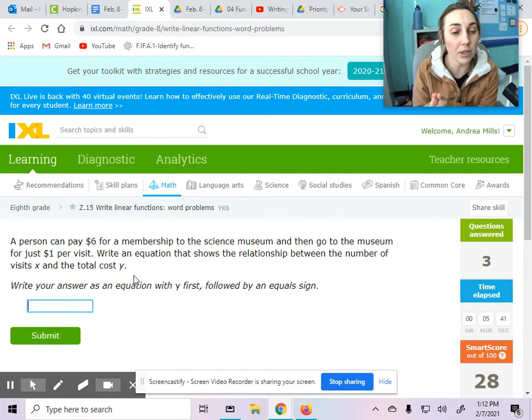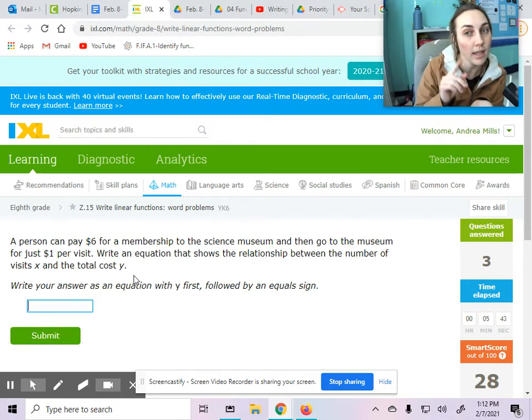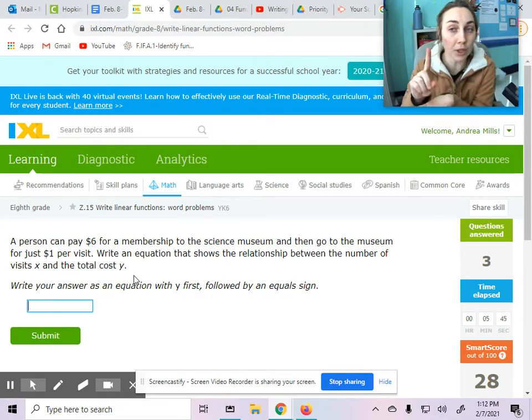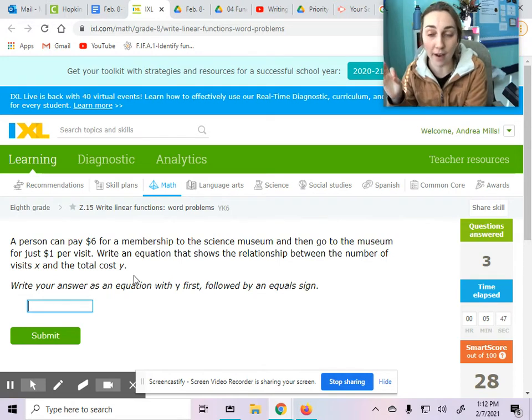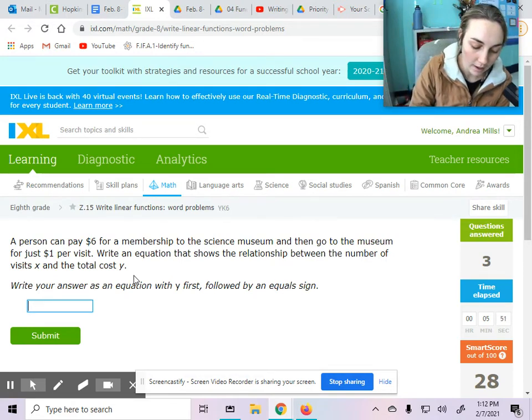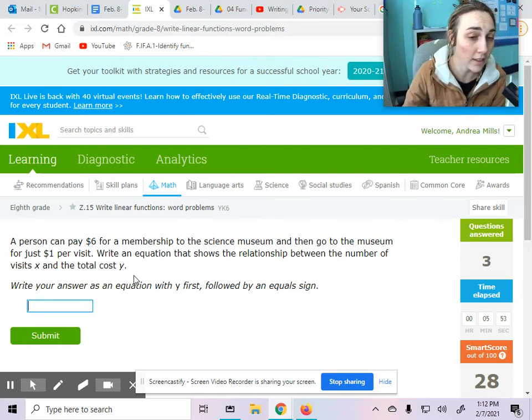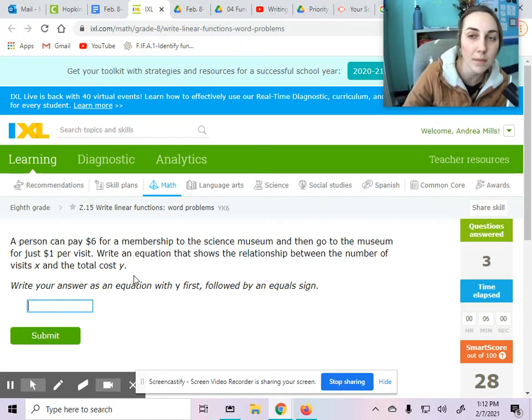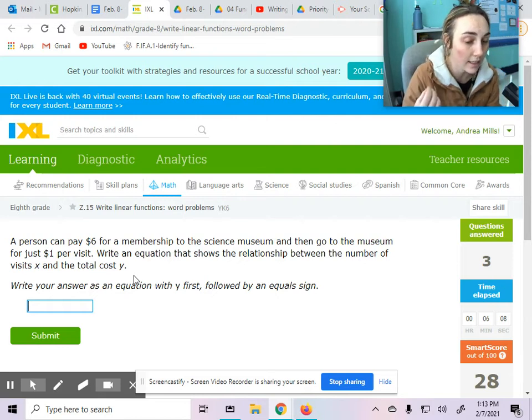And since you have that membership, each time you go to the museum is $1. So it's $1 per visit. But we have an original $6 we already spent. So our $6 is our y-intercept. That is our value when x is 0. You haven't been to the Science Museum yet, but if you go after paying that $6 for the membership, it's just $1 per visit. So our y-intercept here is $6.